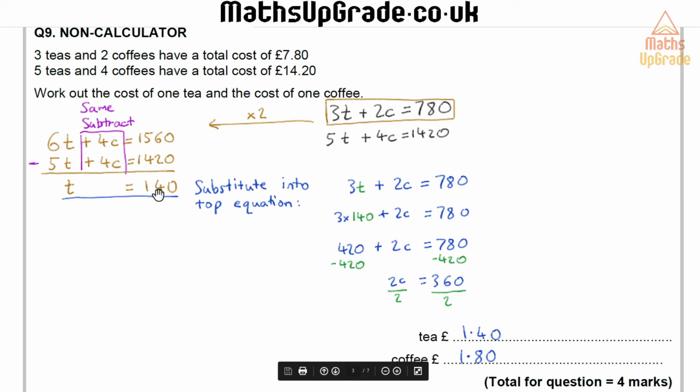I'm going to substitute that into the top equation here. So 3 times 140 plus 2c equals 780. So 3 times 140 is 420. Add 2c equals 780. But then just subtract 420 from both sides. I'll get 2c equals 360. Then divide by 2 on both sides. I'll get c equals 180. In other words, £1.80. So the whole question there was worth 4 marks.